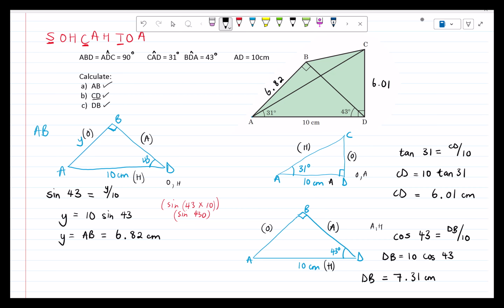So that is how you deal with compound shapes. You break it down into simpler shapes so that you can easily work out the final answer.